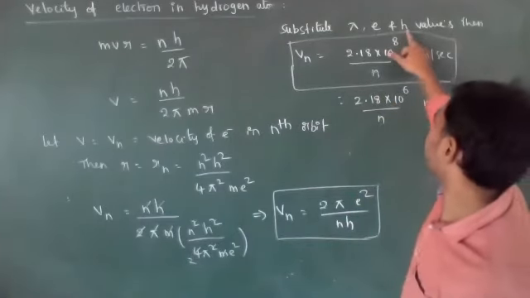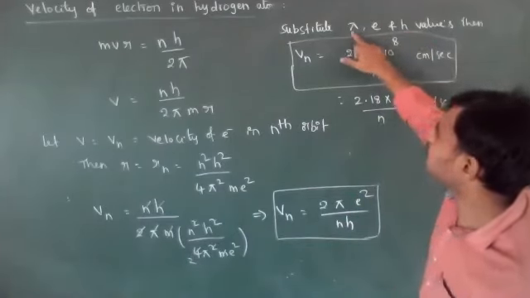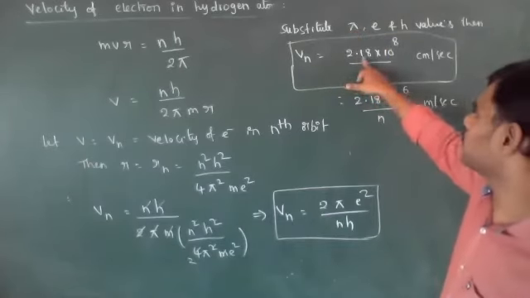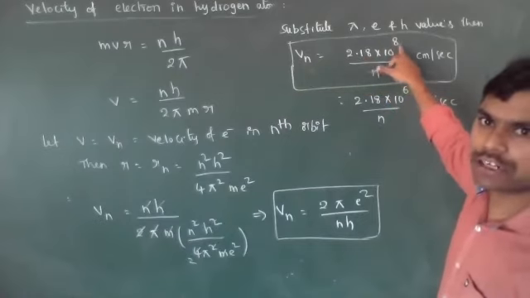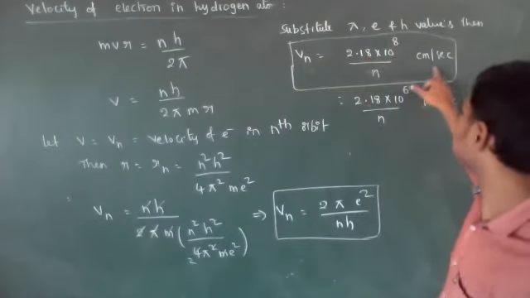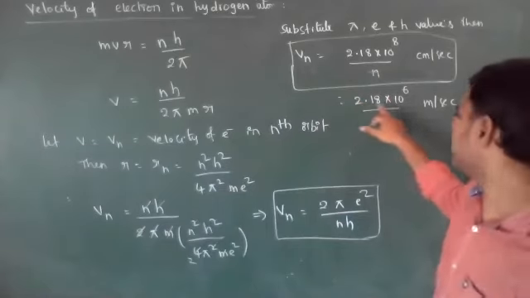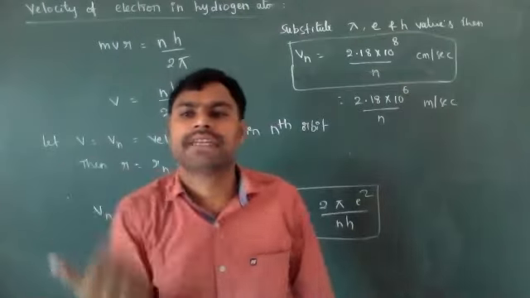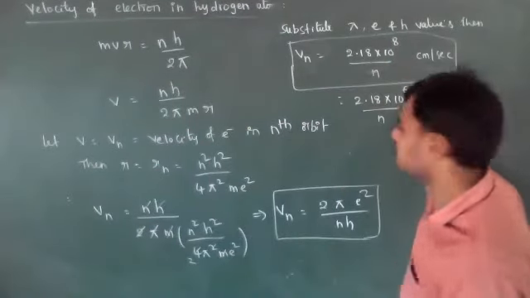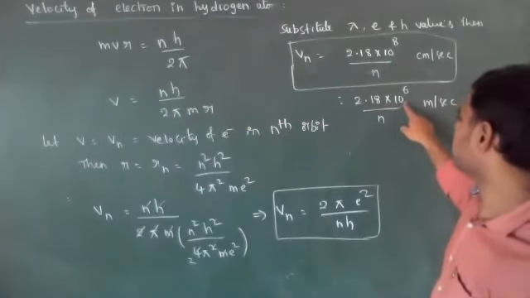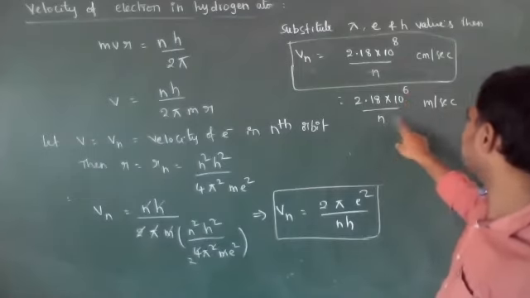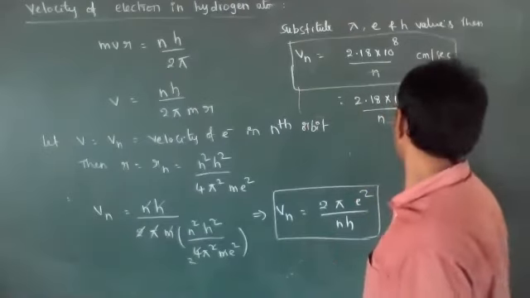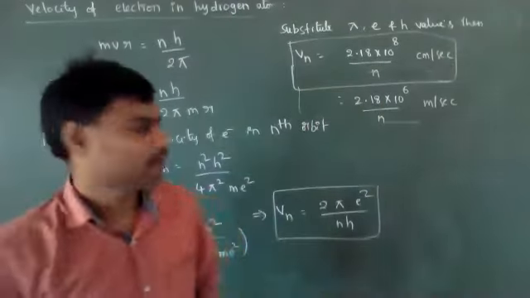In that case, if you substitute the h value, e value and pi values, then the velocity of electron in nth orbit is equal to 2.18 into 10 to the power of 8 by n centimeter per second. In the same way, in terms of meters, because 1 centimeter equals 10 to the power of minus 2 meters, this 10 to the power of 8 becomes 10 to the power of 6: 2.18 into 10 to the power of 6 by n meter per second. These are the two formulas now.